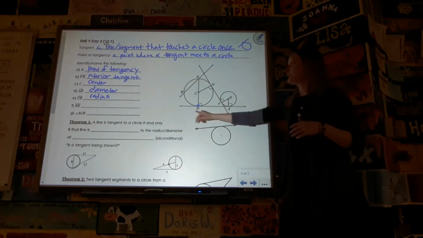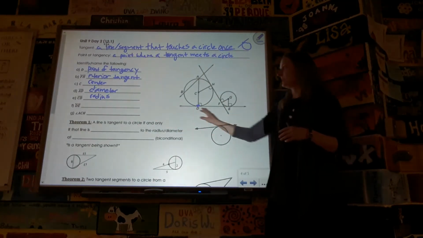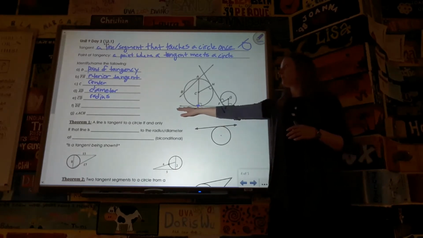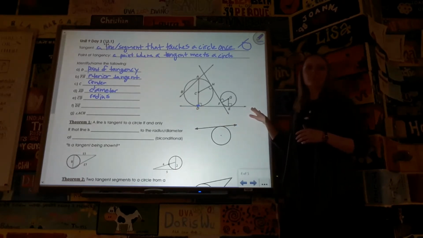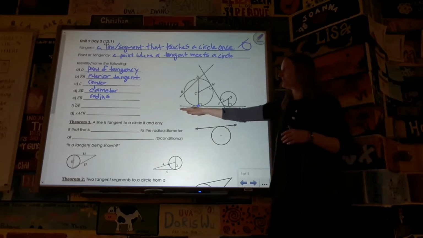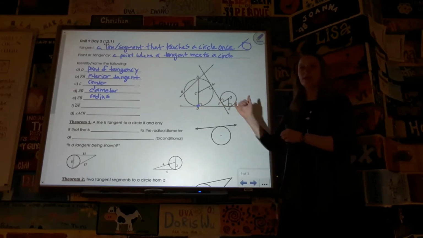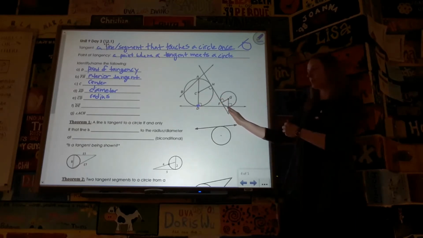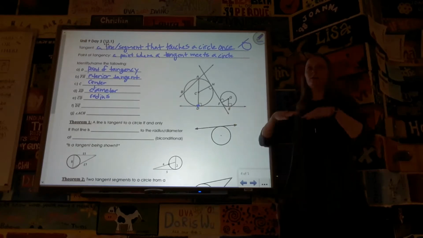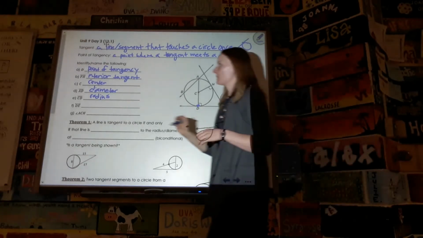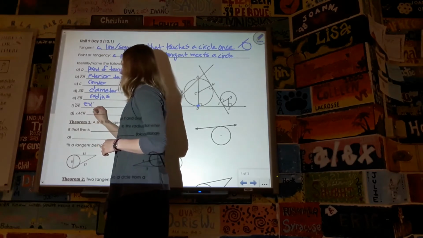Now I'm going to switch to DE. Again, that's a line this time. So DE, what would I call this? An exterior tangent. It's only touching the circle at one point each, at D and at E, and it's on the outside of the two circles, not in between. So we're going to call that one an exterior tangent.